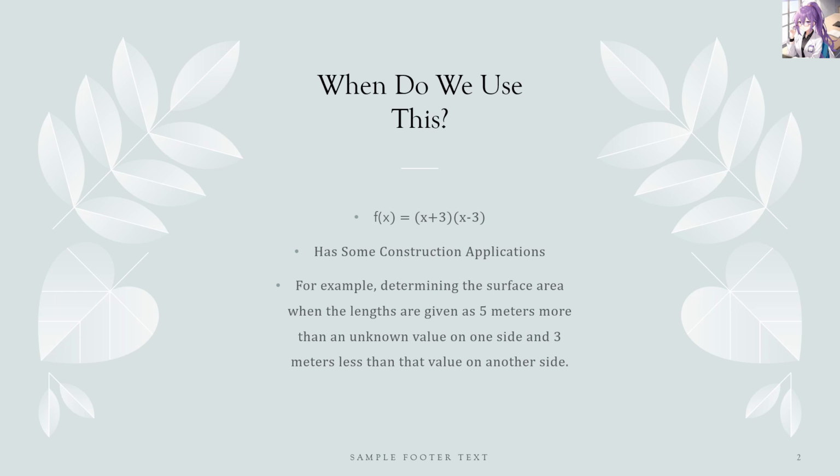of one side has a measurement of 5 meters longer than some unknown value, and the other side has a measurement that's 3 meters less than some unknown value. This would indeed be an application of multiplying binomials. It is also probably something you're going to find in an algebraic word problem.